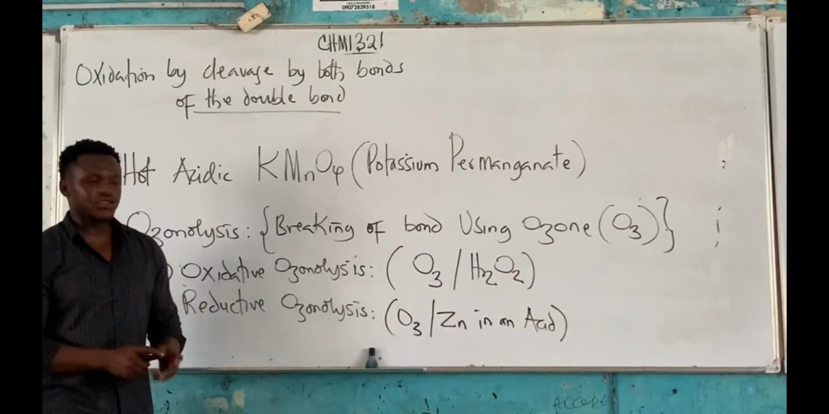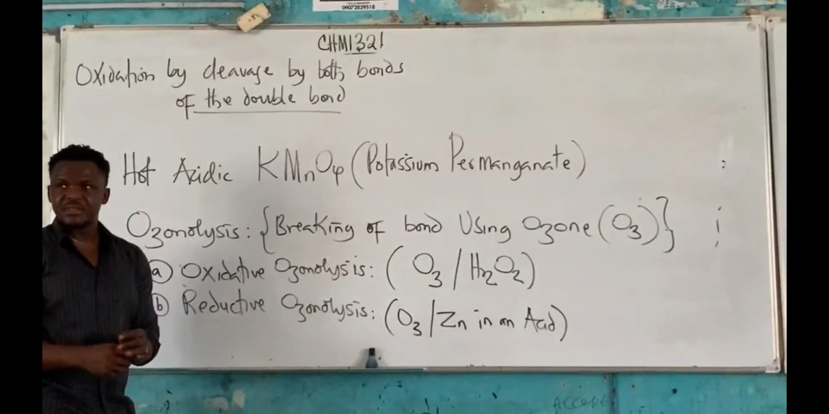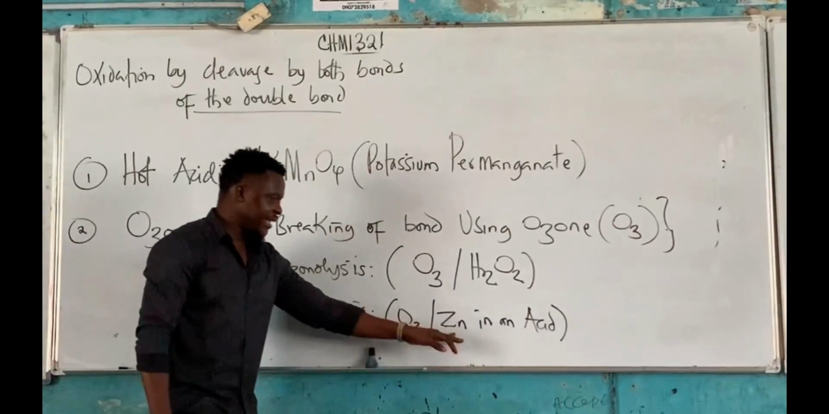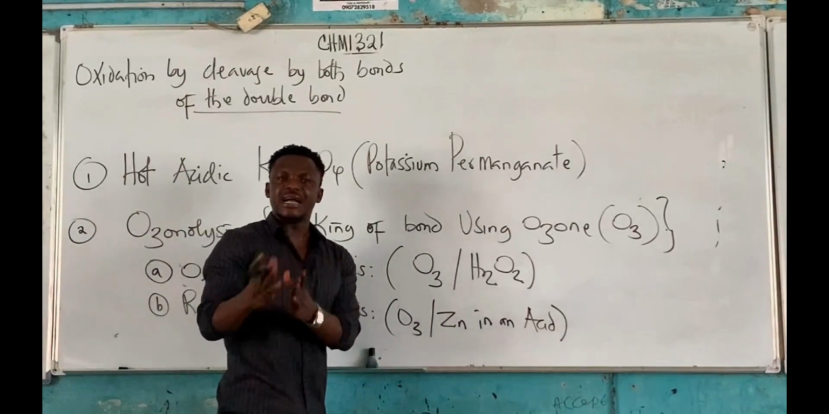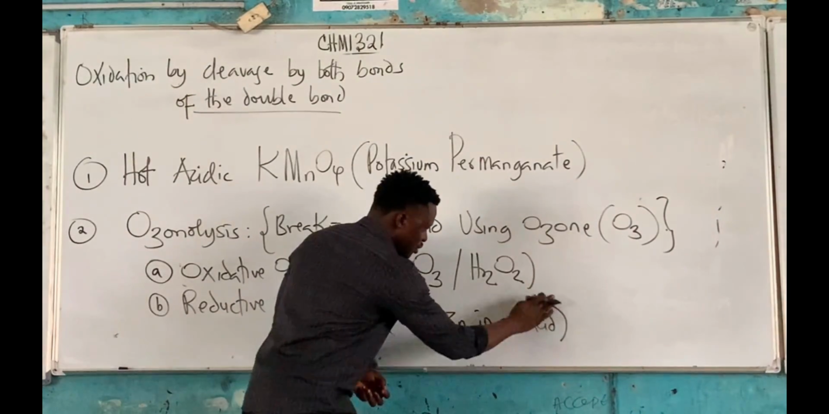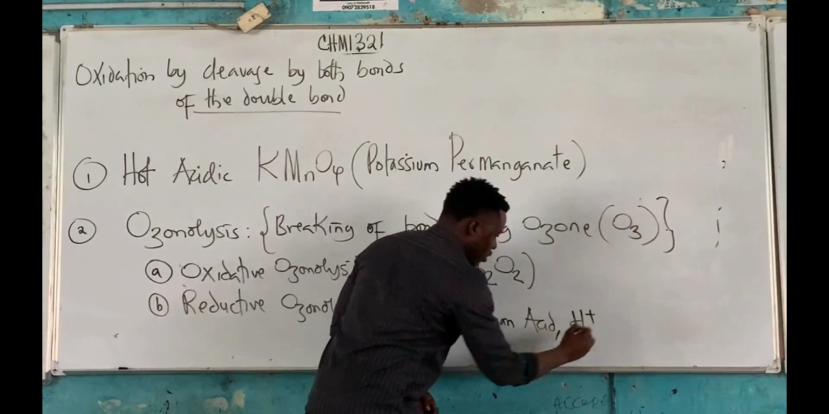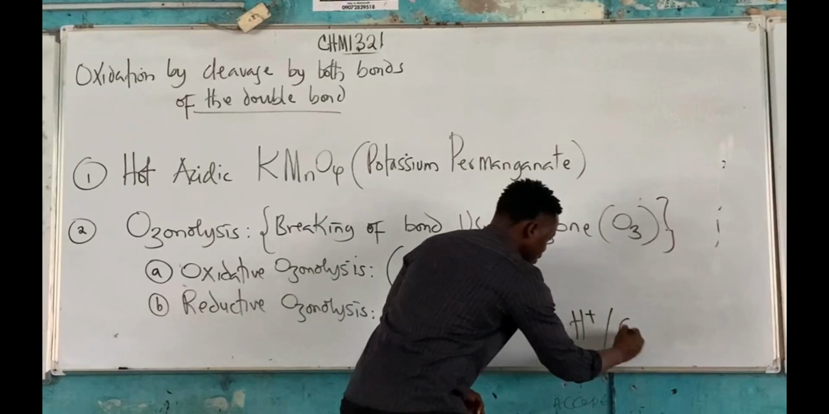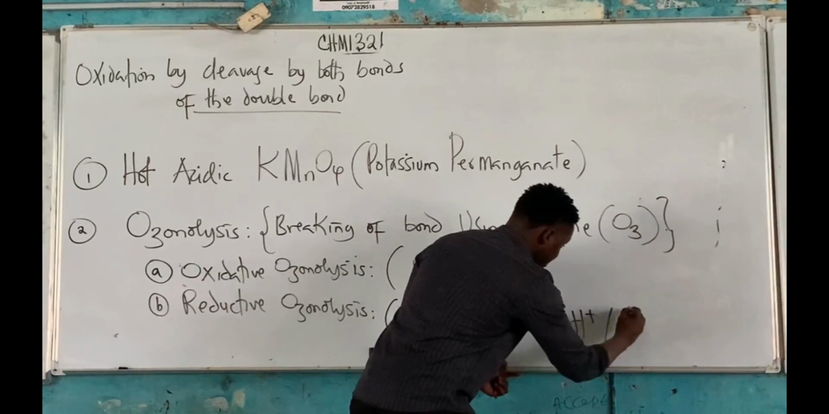Now I'm going to show us how they can present it in exams. Now this is zinc in an acid. The acid can be acetic acid, or you can just use normal H plus. Or they can use acetic acid. Some textbooks might use this.